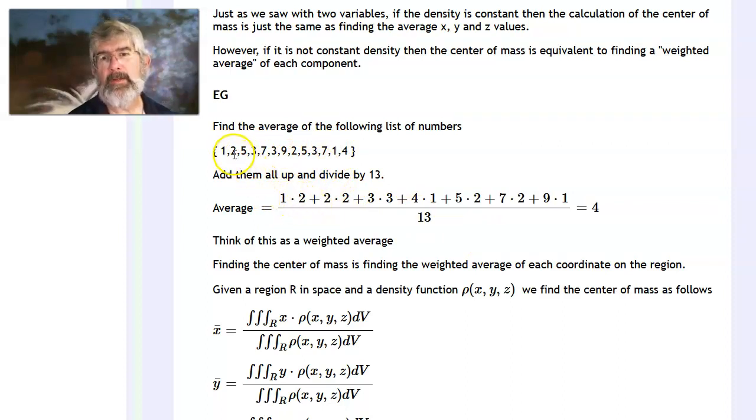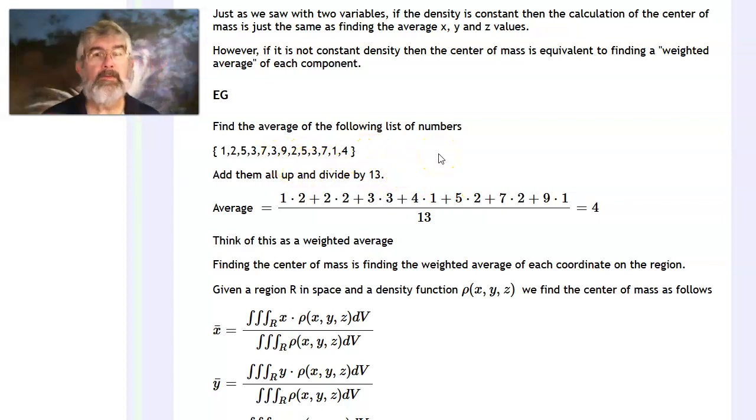Likewise, the number 2, I think, is there twice. So there's 2 times 2. And the number 3 is there 1, 2, 3 times. So I'm adding 3 three times. I can write that as 3 times 3. The number 4 is only there once. The number 5 is there twice. The number 7 is there twice. And the number 9 is only in there once.